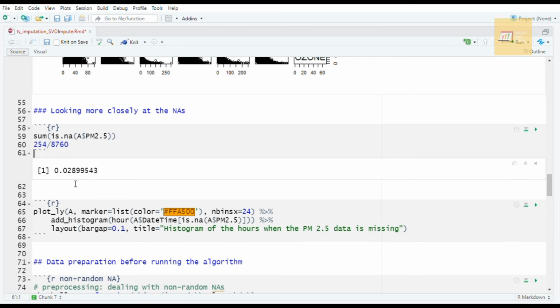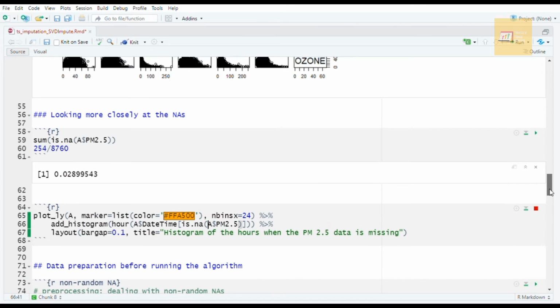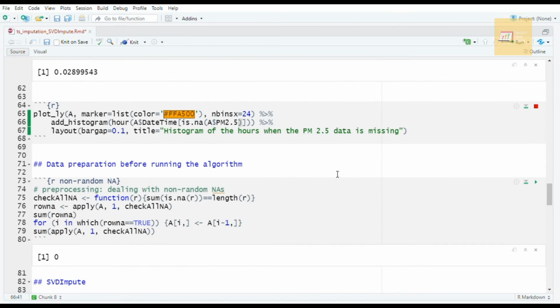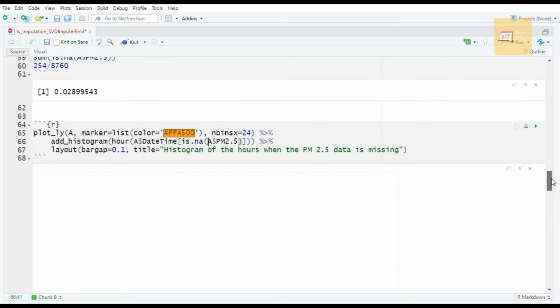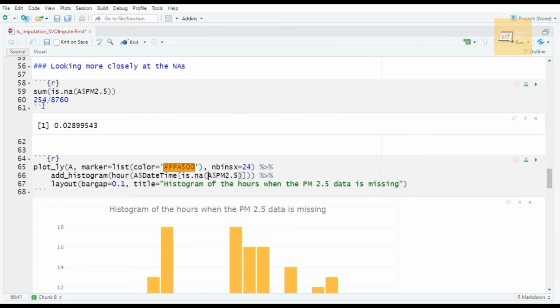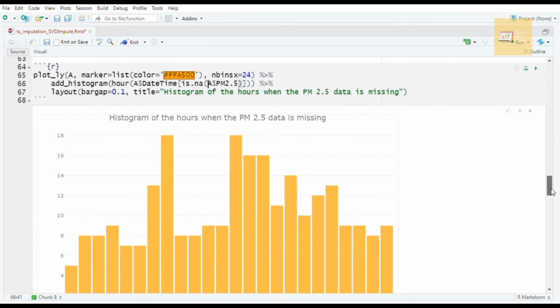Yeah, the missing values are only 2% of the whole matrix A. Lastly, I just want to see if the missing values occur more frequently at a certain time. If we have 254 missing values and 24 hours a day, then for completely random missing values, each hour should have around 10 occurrences.